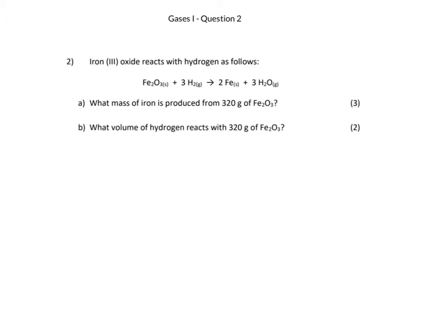Okay, so let's look at this question too. So like we said, iron 2 oxide is this green one here. Iron 2 oxide is here. They've given us the mass is 320 grams. The other thing that they're talking about in the questions is H2. Okay, so part A. What mass of iron is produced from 320 grams of Fe2O3?